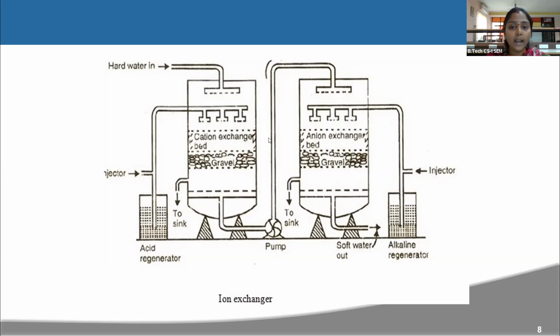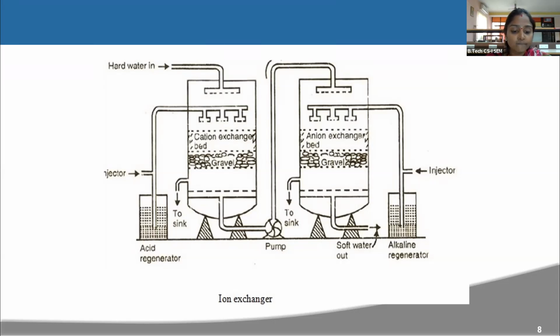The second is the anion exchange column, which is packed with anion exchange resins capable of exchanging OH minus ions. So what is meant by raw water, or hard water? It is all the water sources collected in the reservoir. This water contains all types of minerals in it.